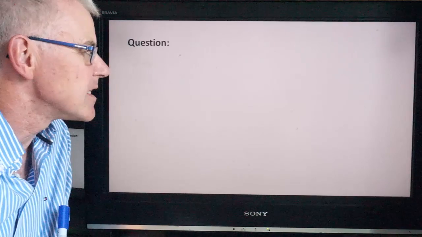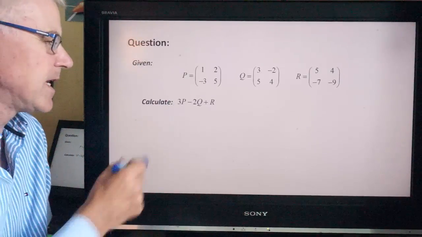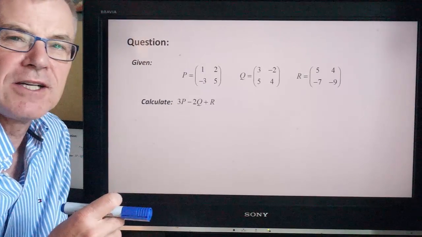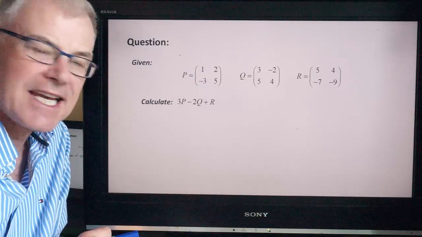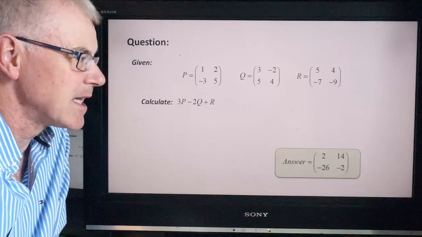So you could have a look at a question now. Here we have 3 matrices P, Q and R, and we're asked to calculate 3P minus 2Q plus R. So stop the video now and have a go at that question. And the answer to the question is 2, 14, minus 26 and minus 2.